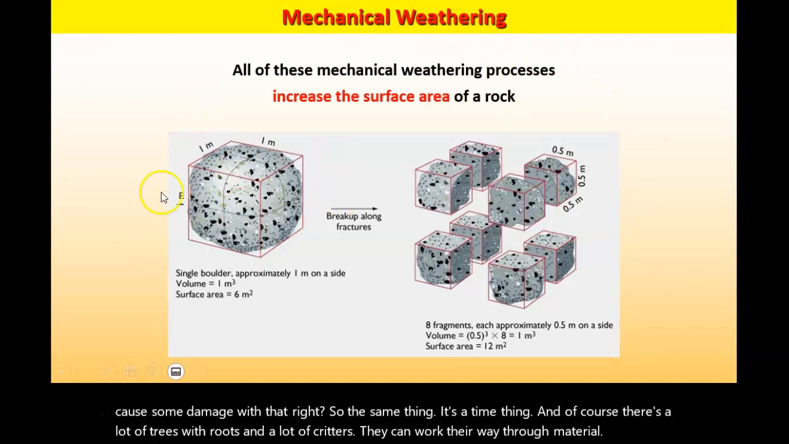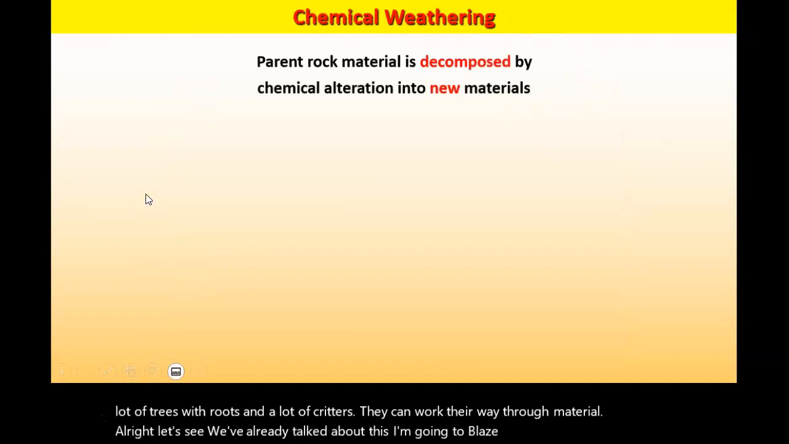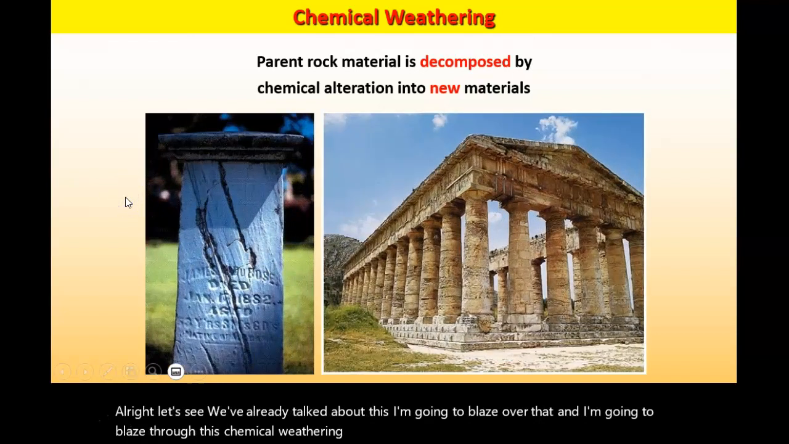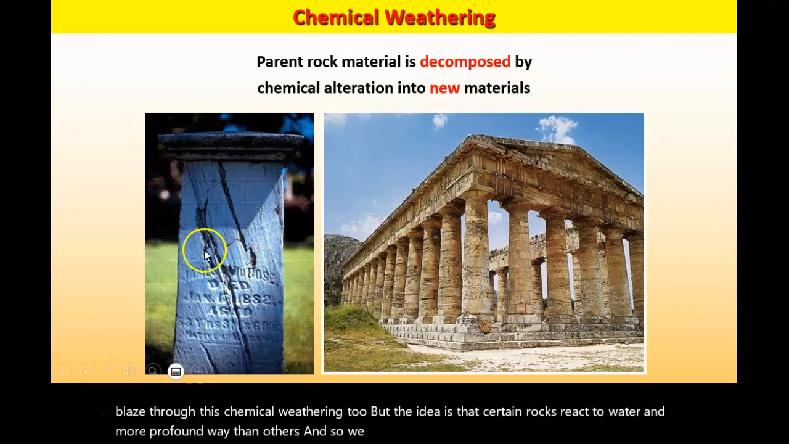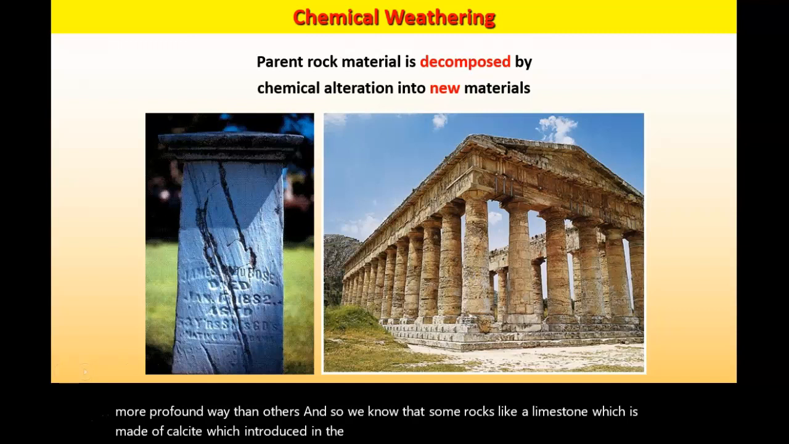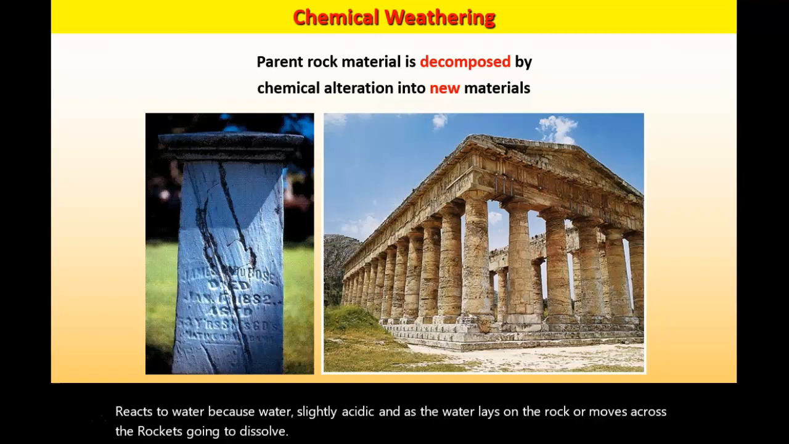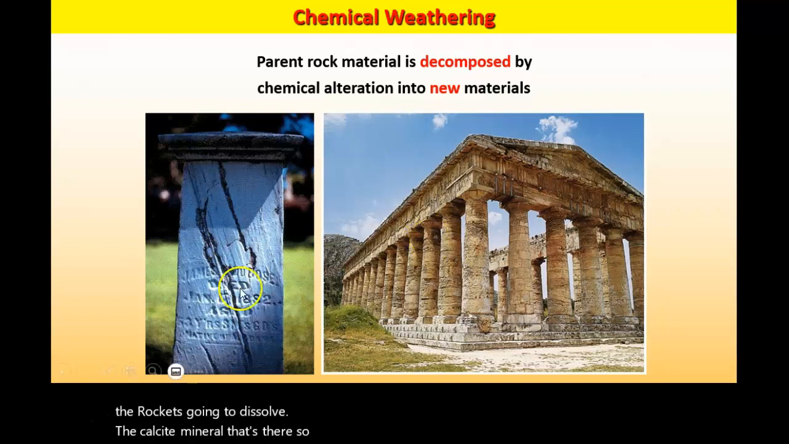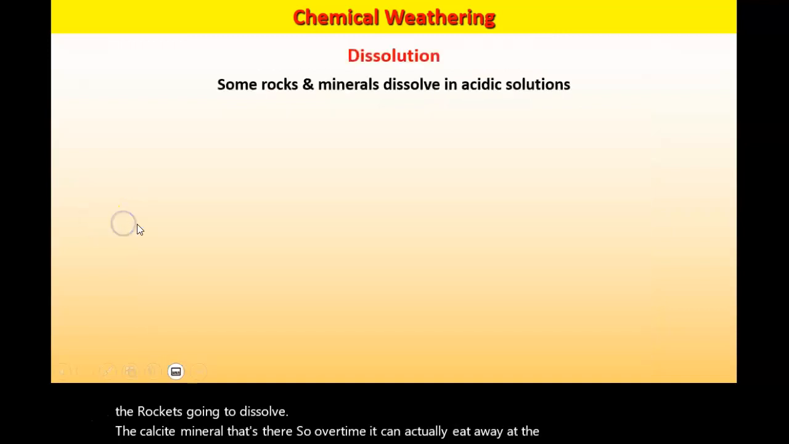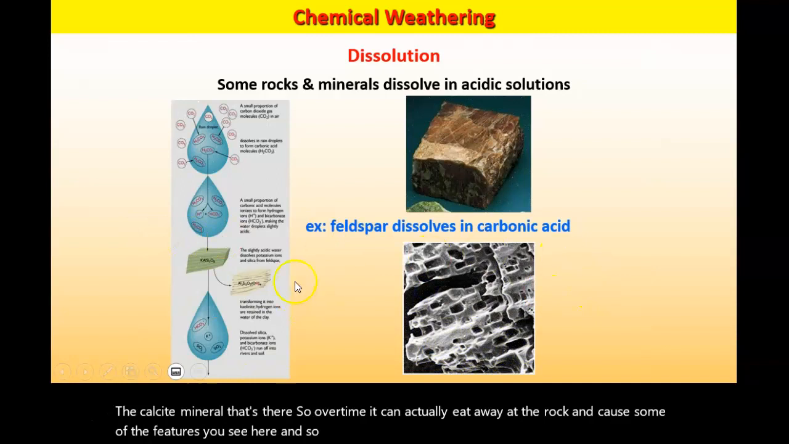All right, we've already kind of talked about this, so I'm going to blaze over that. And I'm going to blaze through chemical weathering too, but the idea is that certain rocks react to water in a more profound way than others. And so we know that some rocks, like a limestone, which is made of calcite, which I introduced in the first video, react to water because water is slightly acidic. And as the water lays on the rock or moves across the rock, it's going to dissolve the calcite mineral that's there. So over time, it can actually eat away at the rock and cause some of the features you see here.